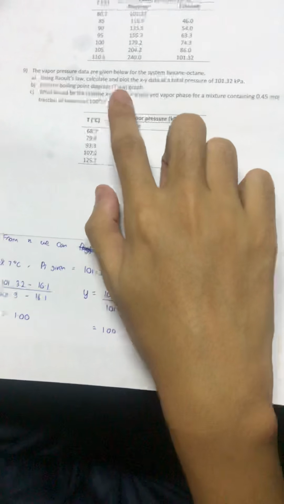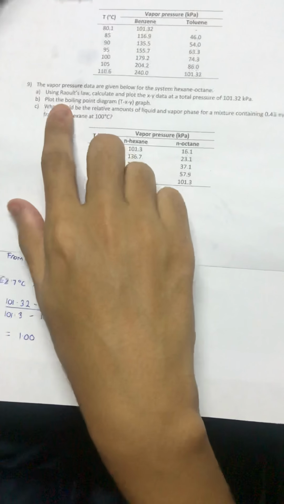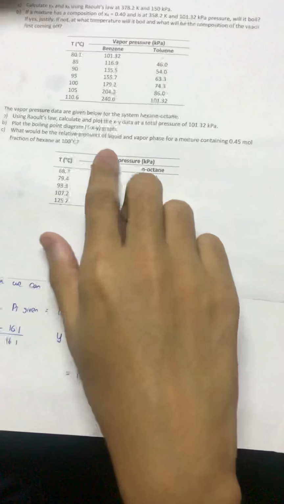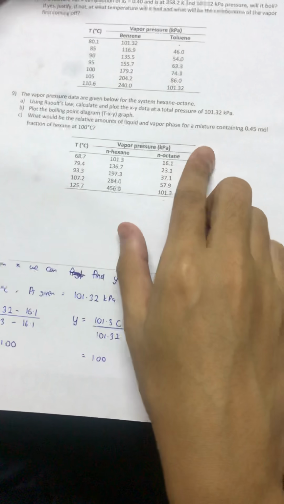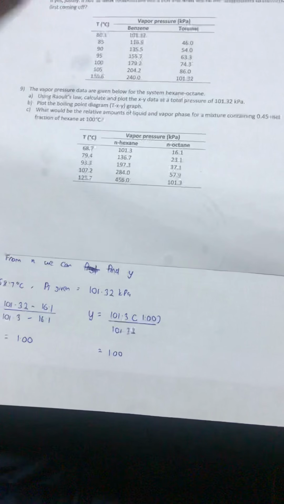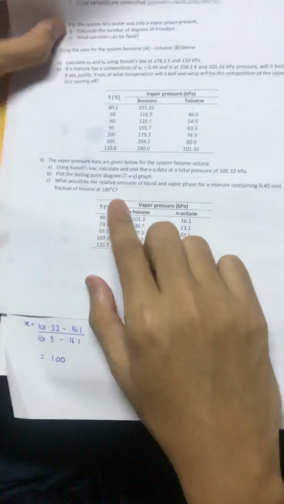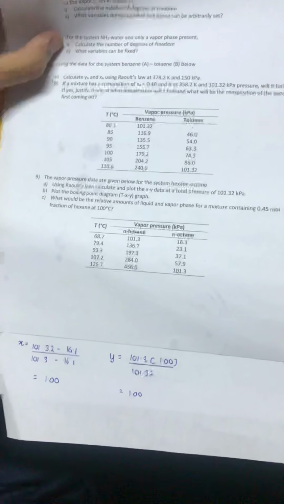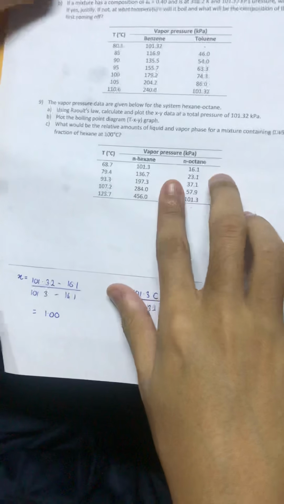So the question asks us to plot XY data, plot the boiling point diagram, and find what will be the relative amounts of liquid and vapor phase for a mixture containing 0.545 mole fraction of hexane at 100 degrees Celsius. Looking at this question, we first have to update this table by implementing Raoult's Law.